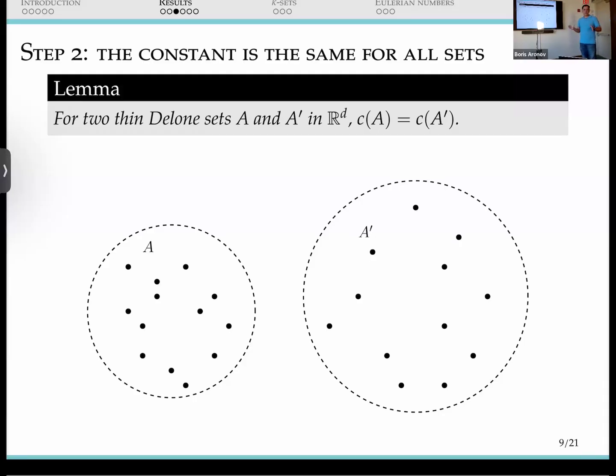So I take two sets, I take one huge local ball from one set, another huge local ball from the other set, put them together far apart, and just sprinkle points around to make sure that I'm dealing with a thin Delaunay set. And that's enough, right? Because I have a certain constant here, I have another constant here, but since I can turn them into a common thin Delaunay set, the constants must be equal, right? So that's the second step.